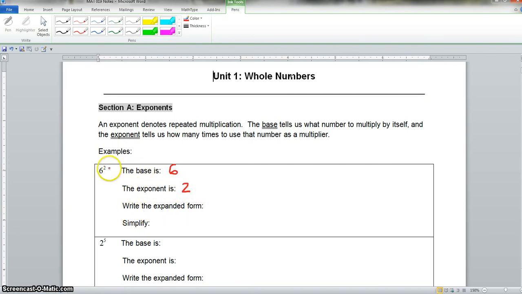Write the expanded form. That means we need to take 6 to the second power, which is really 6 times 6. Now we want to simplify that, which basically means to multiply 6 times 6, which gives us 36. Now we scroll down.